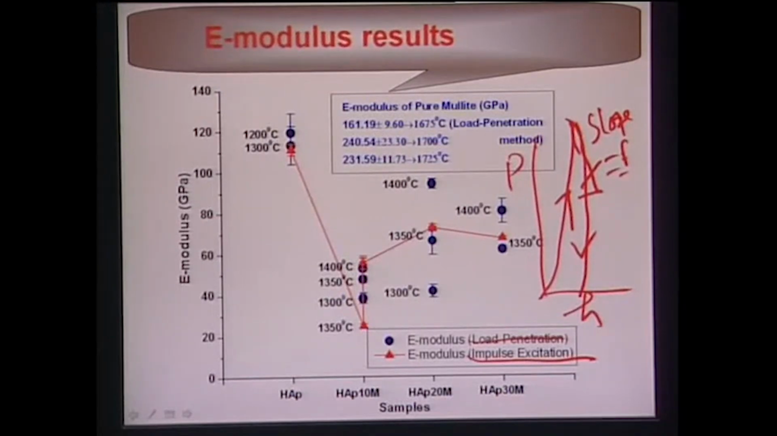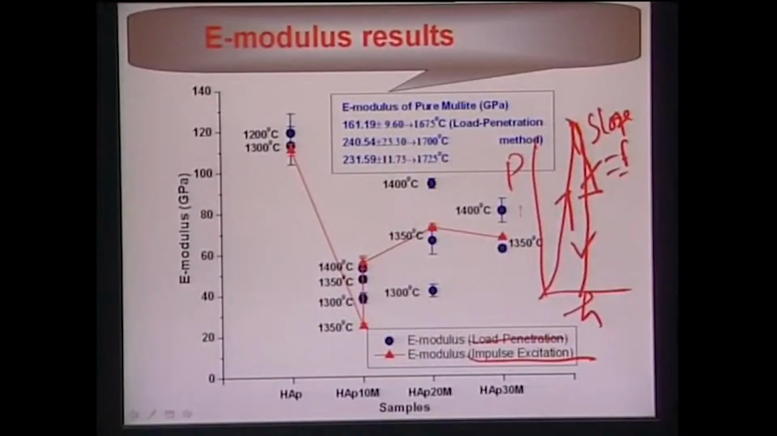Another way you can measure this elastic modulus is impulse excitation. You take a bar sample, you can impulse it by hitting with some steel balls or tungsten carbide balls, and then you can measure the resonance frequency. You apply a certain general formula, and you can get the elastic modulus of these materials.